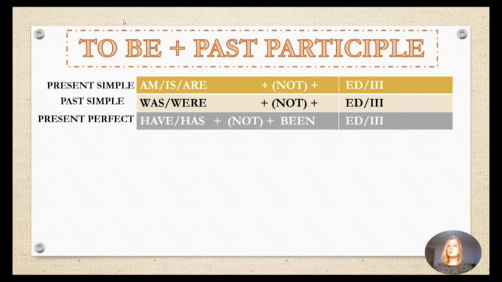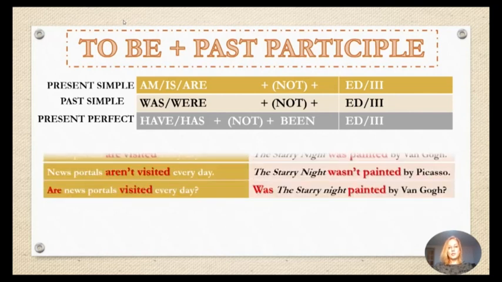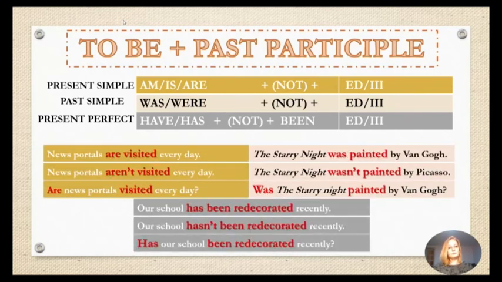Past participle. What is past participle? If the verb is regular, we add ed, and if the verb is irregular, we use its past participle form, commonly known as the third column. So here are some examples, and we're just going to read them. News portals are visited every day. News portals aren't visited every day.